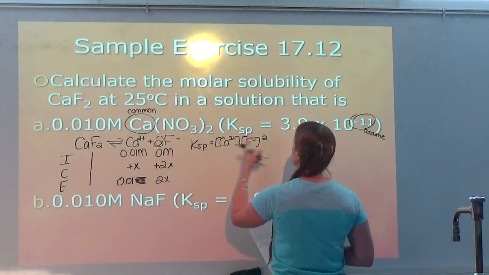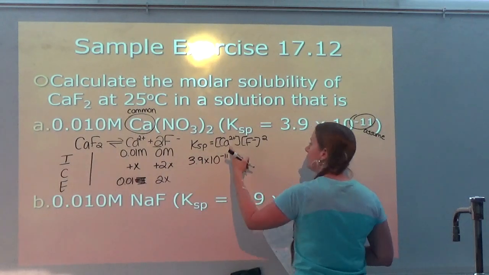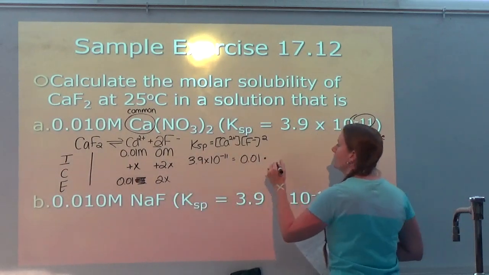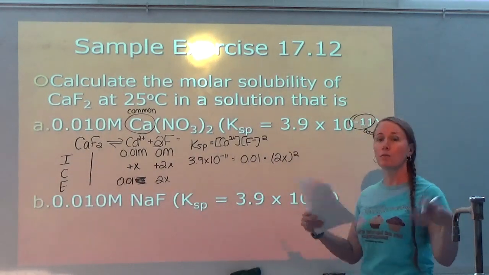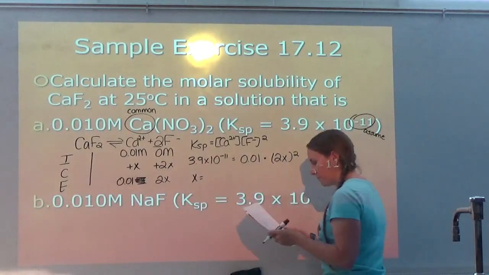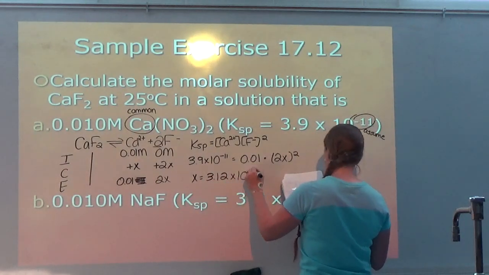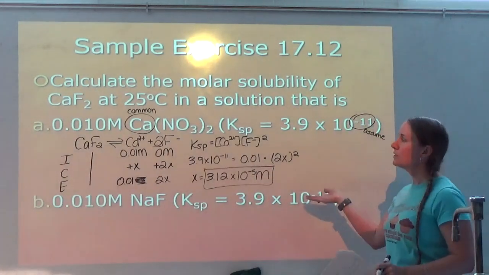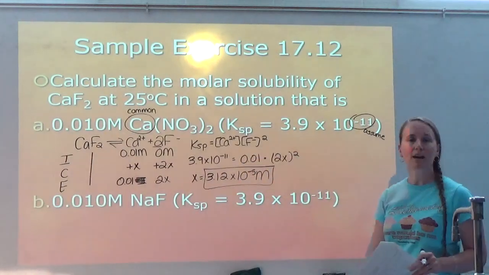So then I just plug in. My KSP is 3.9 times 10 to the negative 11. My calcium is 0.01, and my fluorine is 2x squared. Remember, don't forget that's really 4x squared. So once I solve for x, I end up getting 3.12 times 10 to the negative 5 molar. So that is the molar solubility. That's how many moles per liter will dissolve if I have that much calcium already.